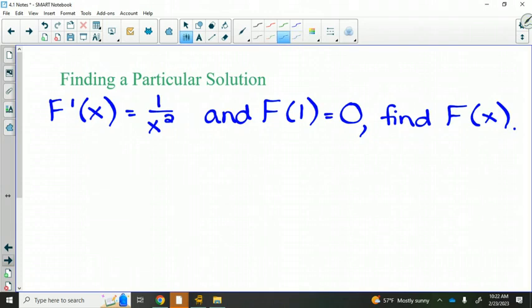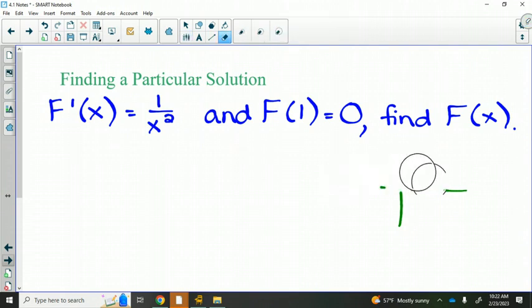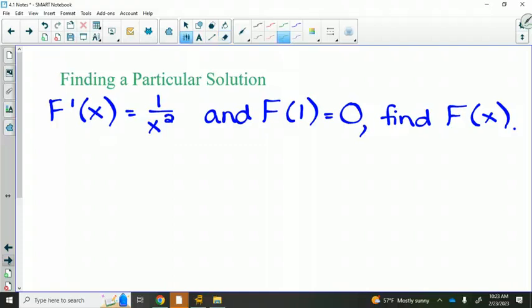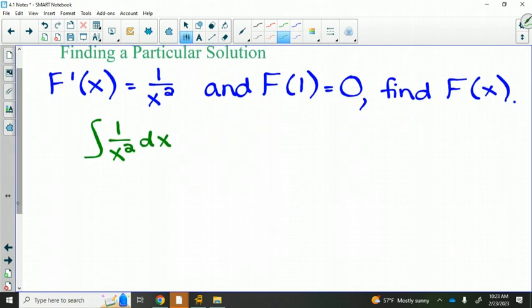Let me describe this with a picture. Actually, no, I'm going to save the picture for the second one. I think it'll work better on the second one. We'll just talk about the math on this one. So what we're going to do, if we have the derivative, we're going to start by integrating this. We want to take the derivative and go backwards. And so we'll make our own little problem, the integral of 1 over x squared dx. And then we're going to do what we've just been practicing yesterday and today. We're going to integrate.